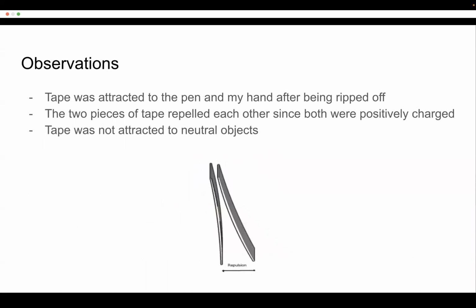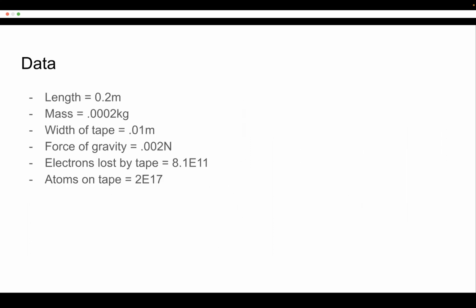Some of the observations we made were that tape was attracted to the pen in my hand after being ripped off. The two pieces of tape repelled each other since both were positively charged, and the tape was not attracted to neutral objects.